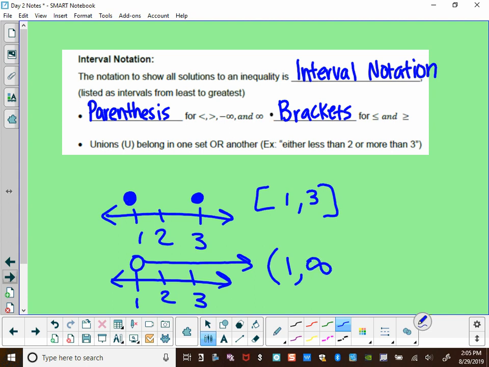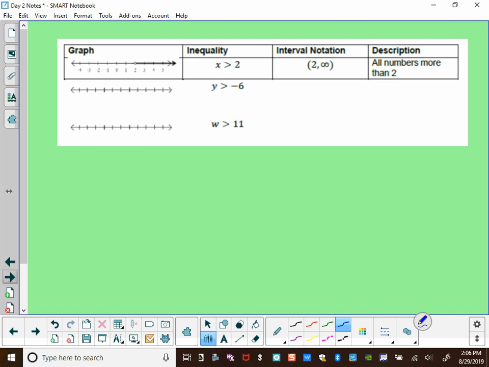Infinities always, always, always have parentheses. I can't tell you to go to the store and get me an infinite amount of candy. There's no number there. You have no idea what that number is. It does not exist. It keeps going on and on and on. So that's why it's always going to be parentheses. That's more of an algebra 2 thing, but you guys are learning this year too.